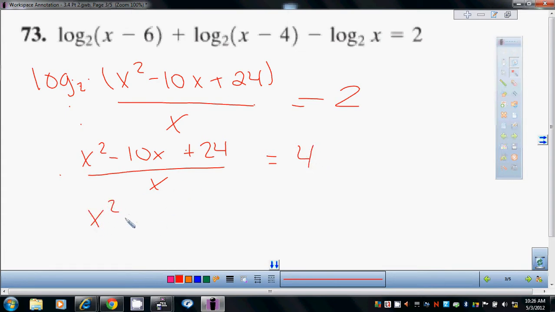Because when you get rid of a log, you bring the base over, and it becomes the base to this power. So that's how we got rid of the log. So keep going. Now she's multiplying the x to the other side. Then she just subtracts it over, and we're back to a quadratic, and it's just like the last two.